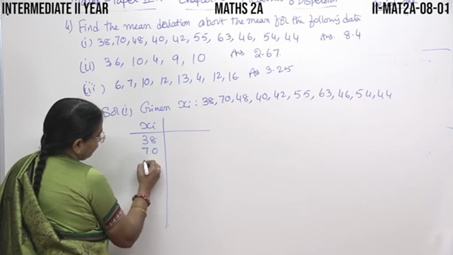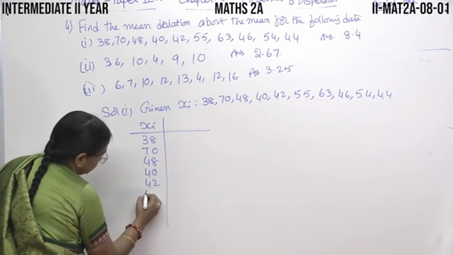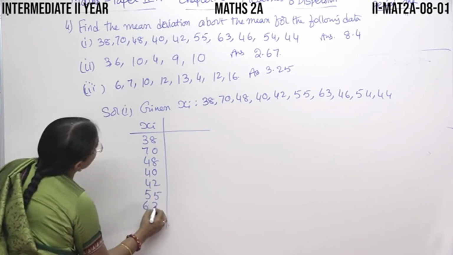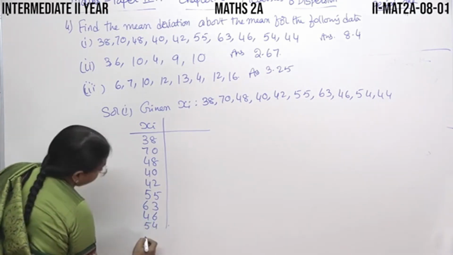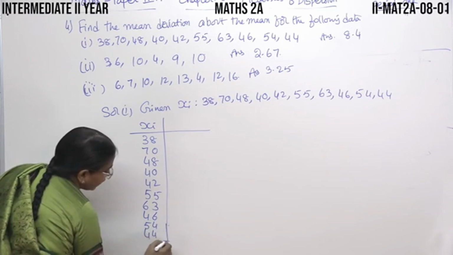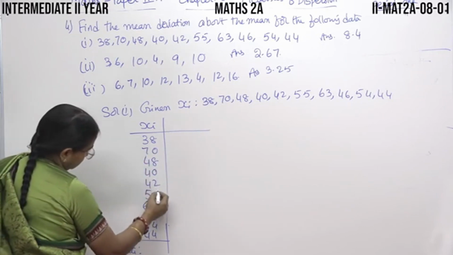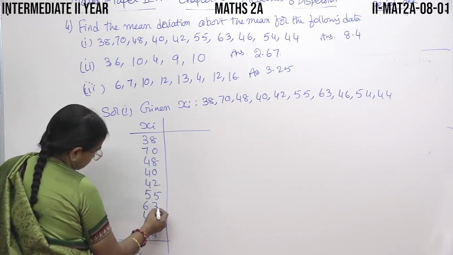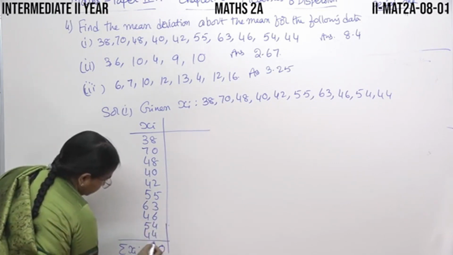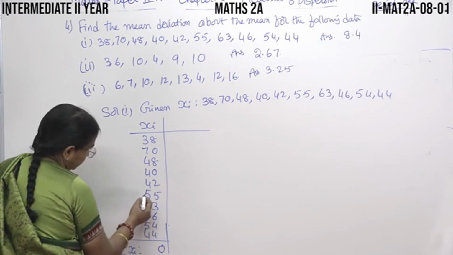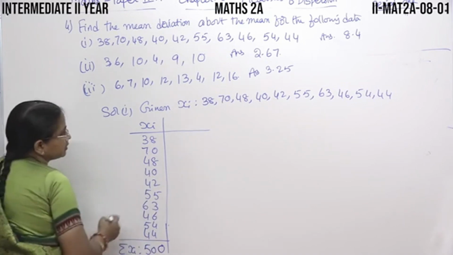38, 40, 46, 54, 44. Now add them. You will get sigma xi. So sigma xi is 500.